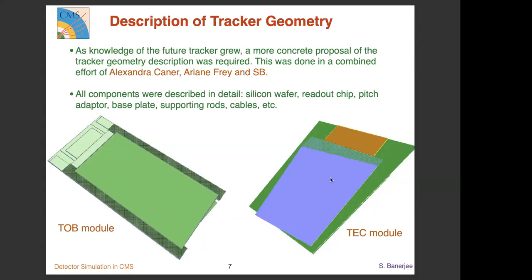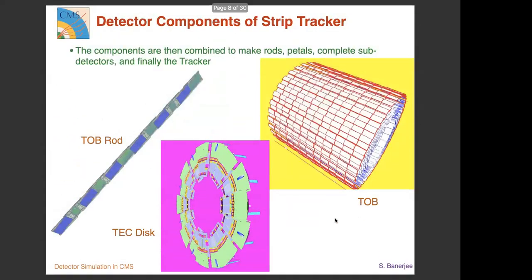Similarly, we have the TEC module. The basic thing is a rectangular parallelepiped. In the case of a TEC module, the wafers are in the form of a trapezoid, and then you have a pitch adapter here, followed by the hybrid, and this is on a base plate. So that is how the module is first of all created. Then these modules are put together in the form of strings for TIB, rods for the TOB, petals for the TEC, and then you make the complete subdetectors, and finally the tracker.